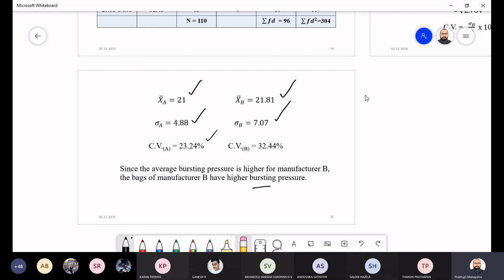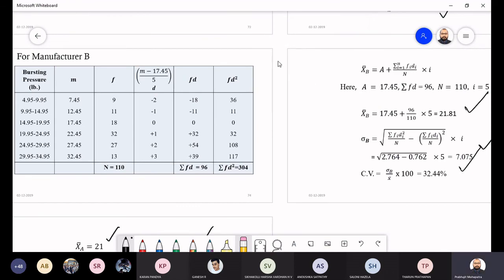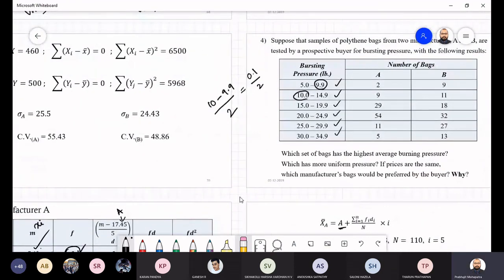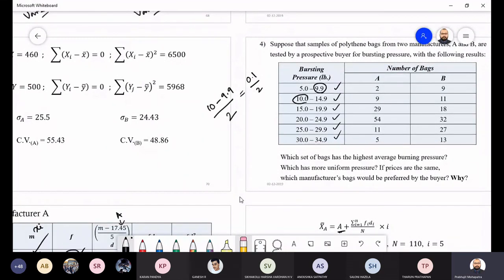So you can see from the mean that it has the highest bursting pressure, and it is not complete; there are many other things. What are the questions? Which set of bags has the higher average bursting pressure? Manufacturer B. And which has more uniform pressure, and if prices are the same? Here the prices are not the same. And which manufacturer's bag would be preferable to the buyer?